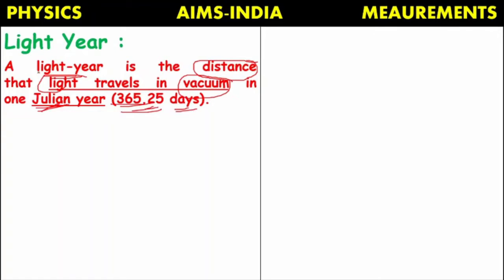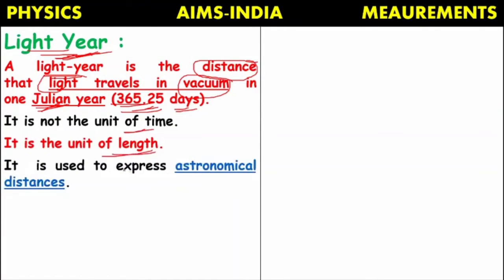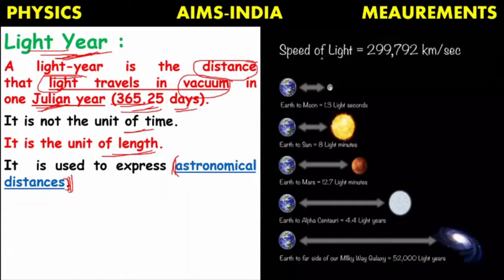By the name light year, we will confuse it as a unit of time, but it is not a unit of time. It is a unit of length. It is used to express astronomical distances. We know that the speed of light is around 3 lakh km per second.